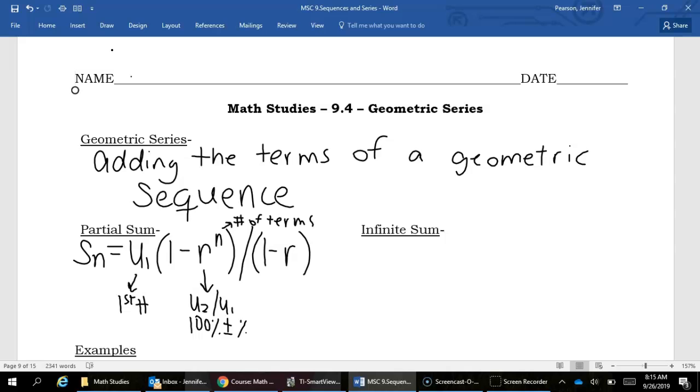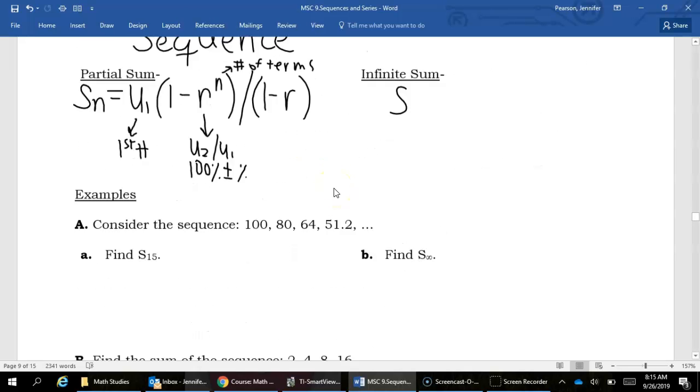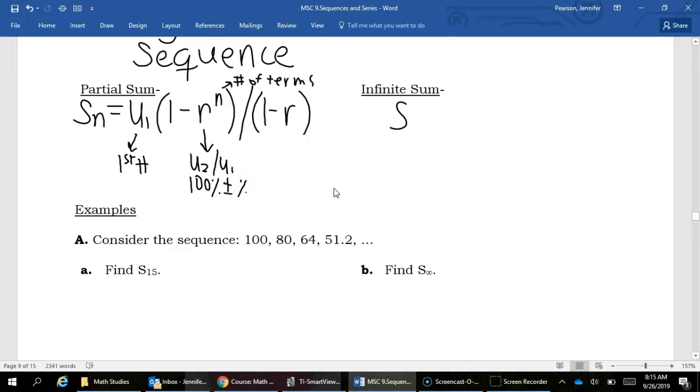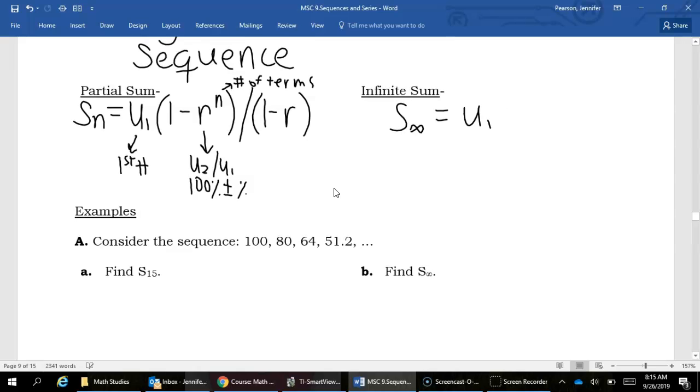An infinite sum is a much simpler formula. I did S infinity. So the infinite sum would be if we want to add all the numbers in the list of numbers, only when a sequence converges. I'll say more to that in a second. We would take the first number divided by 1 minus the ratio.